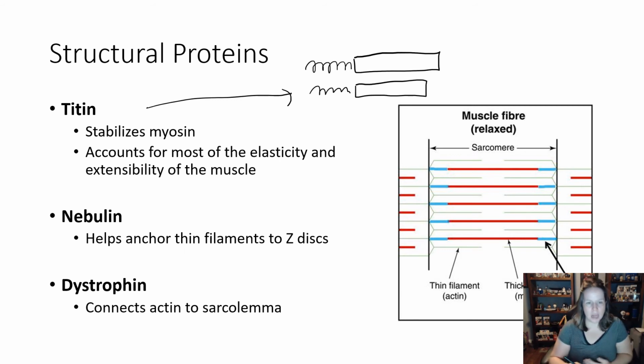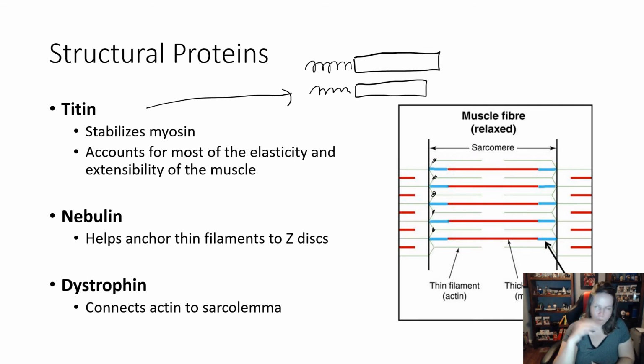Nebulin is going to anchor the thin filaments to the Z disc. So you guys can see the Z discs here, and there would be little proteins attaching the thin filament to the Z disc. Those are going to be our nebulin. Okay, so these little dots here would be nebulin. So that's how your actin binds to the Z disc.